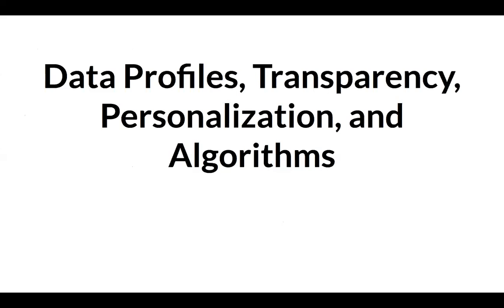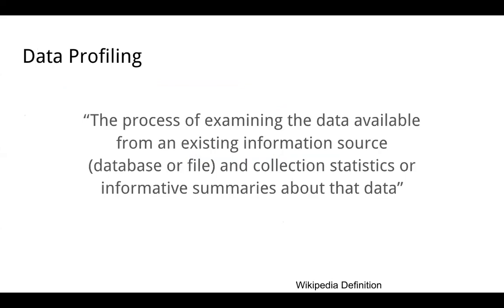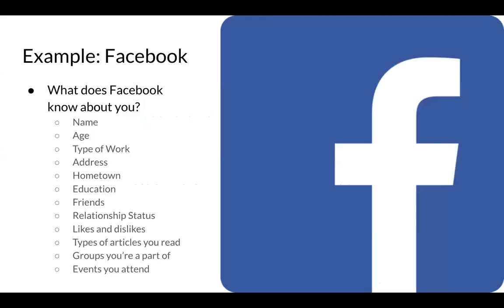So this next part that we really want to touch on is data profiles, transparency, personalization, and algorithms. Data profiling is the process of examining the data available from existing information, collecting statistics and information, and summarizing that data in certain ways. So more specifically, we really want to talk about Google and Facebook and those data profiles. So Facebook is one of our first examples. I'm actually just going to touch on this, so you guys will have access to the slides. And Facebook gathers a lot of information about you.